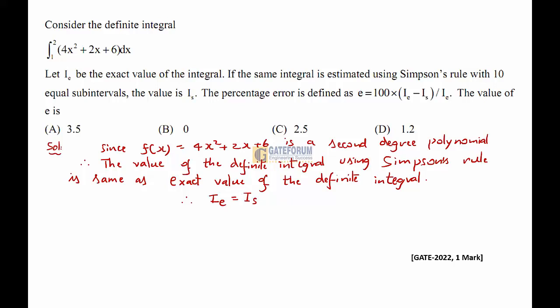Okay, that means IE is equal to IS, percentage error is 0. Therefore, the value of E is equal to 0. So, this is the answer. Accordingly, the option is B. This is the end of the question.